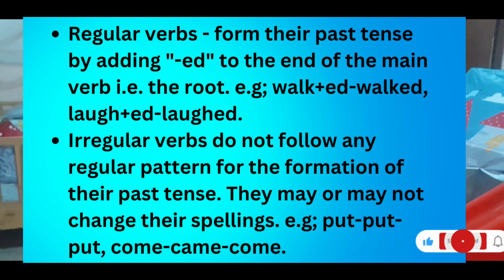Irregular verbs, as their name suggests, do not follow any regular pattern when it comes to forming their past tense, and they form their past tense in some other way. Irregular verbs may or may not change their spellings. For example, put, put, put. They may change their spellings like run, ran, run. You only have to memorize the irregular verbs. There is no other way. And hence the ambiguity that is related to the use of perfect tense. Right? Come, came, come.